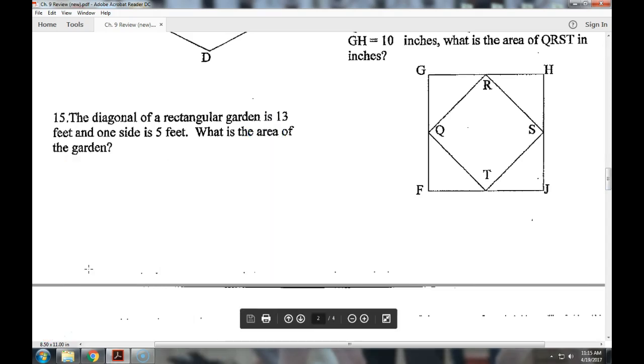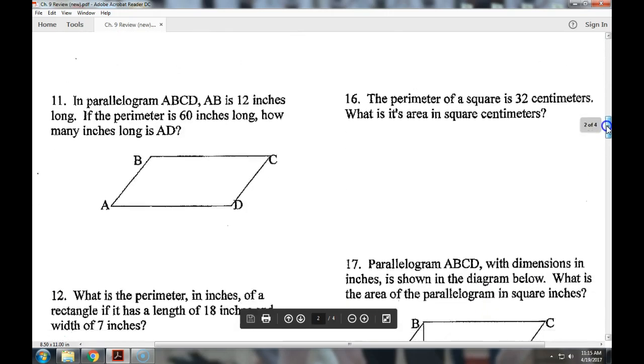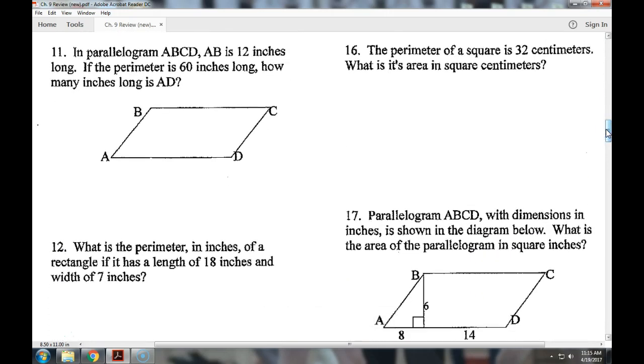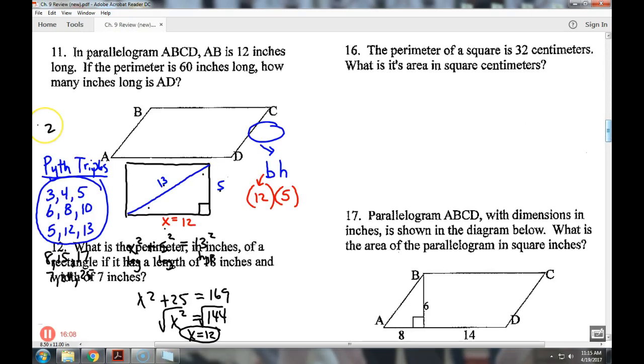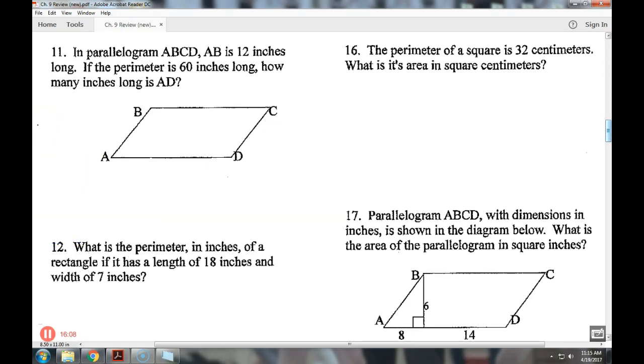Okay, moving to the top of the other column, number 16. The perimeter of a square is 32. What is the area? Again, I cannot emphasize enough, draw the doggone picture. I see too many people asking me questions on how to do something, and they haven't even drawn the shape in question. So I have a square that the perimeter is 32.